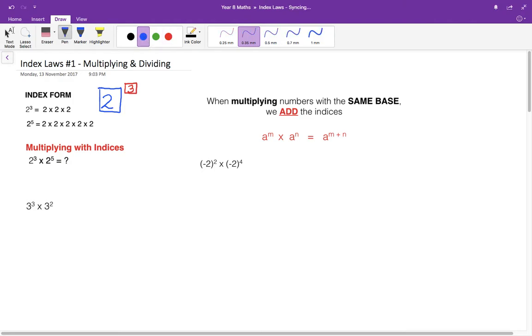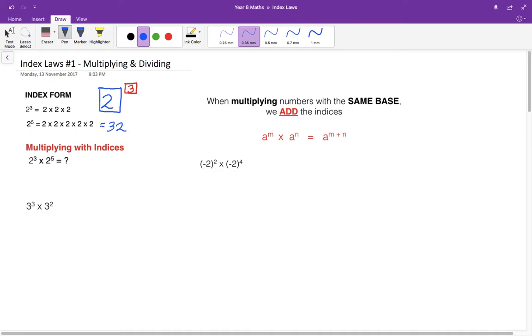So we can see that when we have 2 to the power of 3 in index form, we can expand that to 2 times 2 times 2. So it's the base number 2 multiplied by itself 3 times. So that means 2 to the power of 5 is 2 multiplied by itself 5 times. And yes, we can then actually evaluate this as 32. So we have index form, expanded form, and then its value.